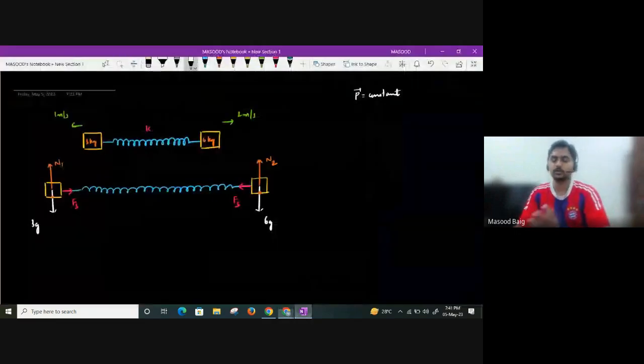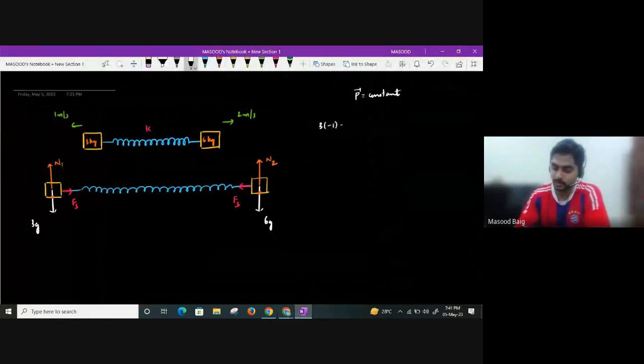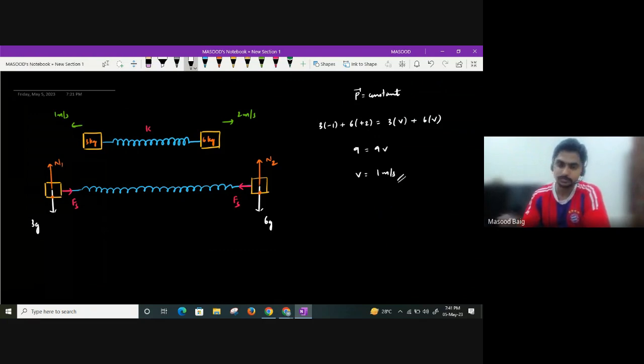So here we will just take momentum conservation. The 3 kg block is moving with minus v, the 6 kg block is moving with plus 2, and the 3 kg will be moving with some velocity v bar, and the 6 kg should also move with the same velocity. So what are we going to get? 12 minus 3 will be 9, equal to 9v. So what will the v value be? 1 meter per second. So both of them will move with a common velocity, which is 1 meter per second.